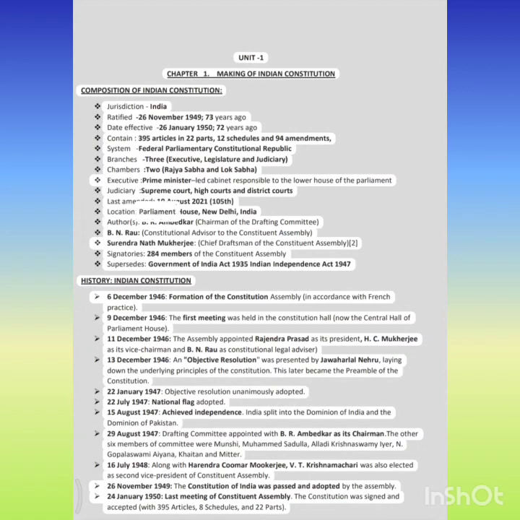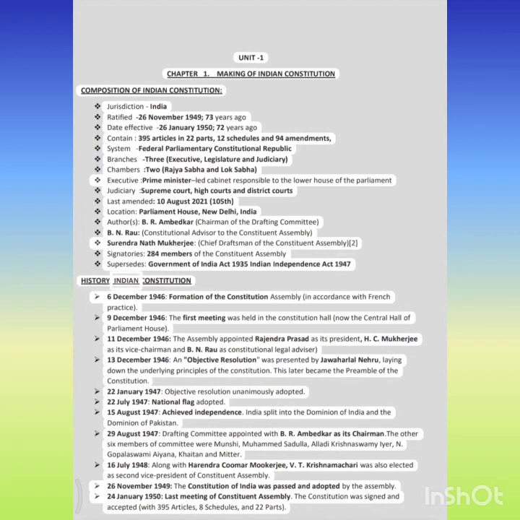Location: Parliament House, New Delhi, India. Authors: B.R. Ambedkar, Chairman of the Drafting Committee. B.N. Rao, Constitutional Advisor to the Constituent Assembly. Surendra Nath Mukherjee, Chief Draftsman of the Constituent Assembly. Signatories: 284 members of the Constituent Assembly. Supersedes: Government of India Act 1935, Indian Independence Act 1947.